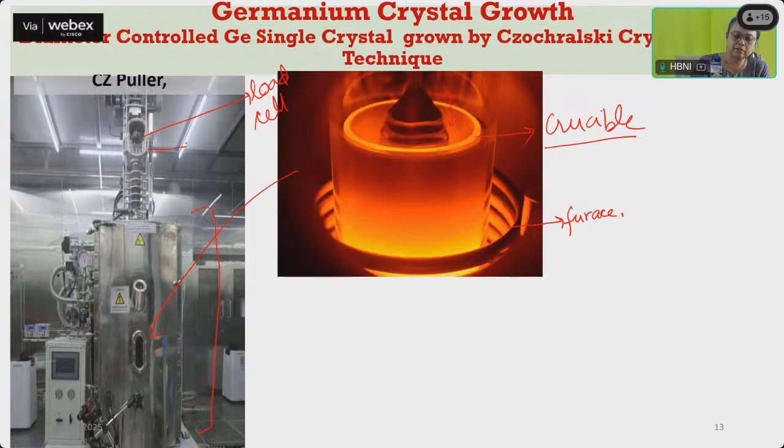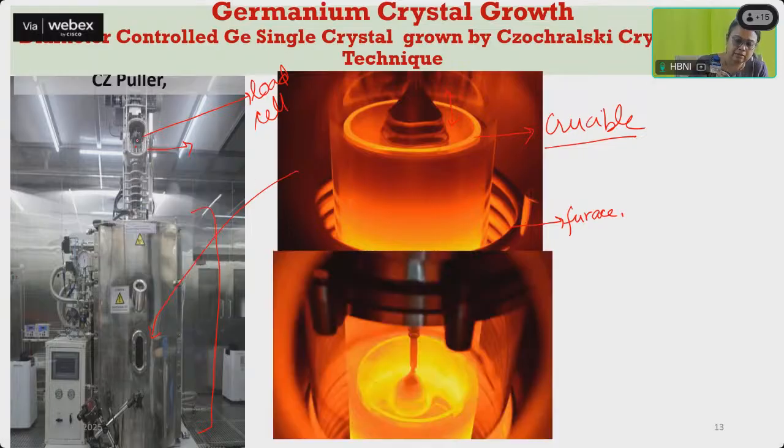What it does is weighing, taking the weight of the growing crystal at every time. And with the load cell, the seed rod is there, and the seed comes. Here you can see in this video, from the top I am showing this. This is the furnace, this is my crucible, and this is the seed. And this part is the crystal which has grown. All this is the melt, which is molten at the given time.